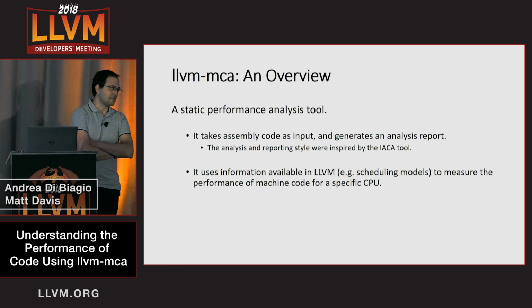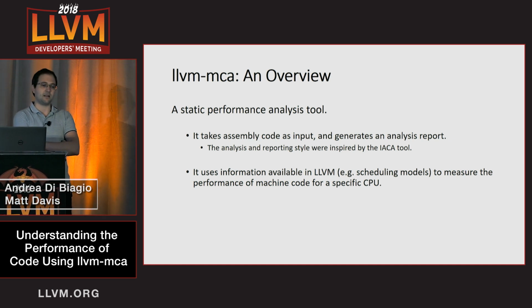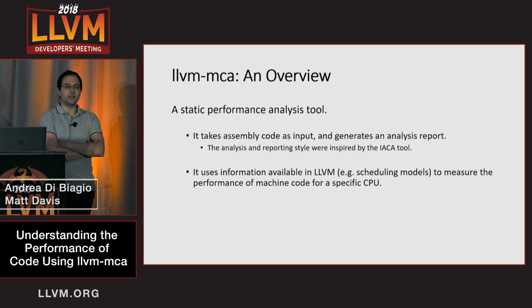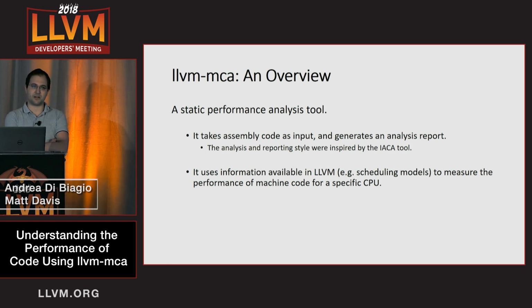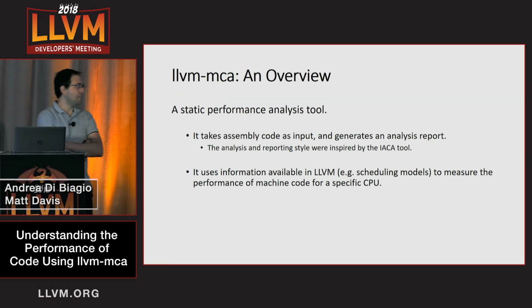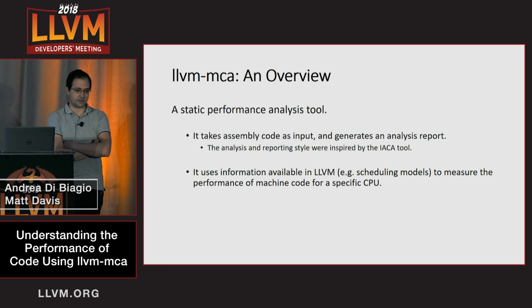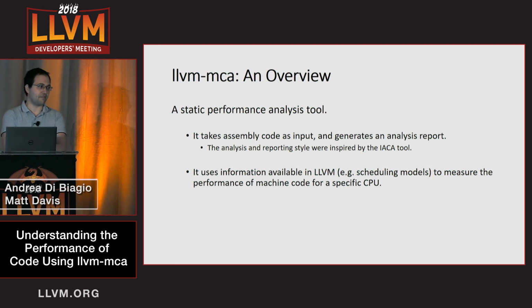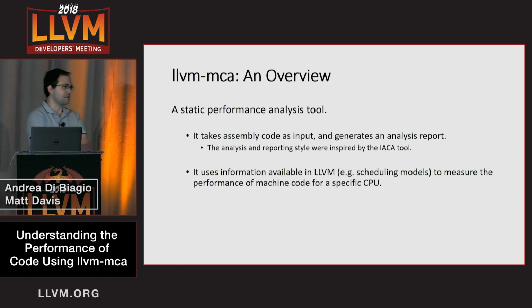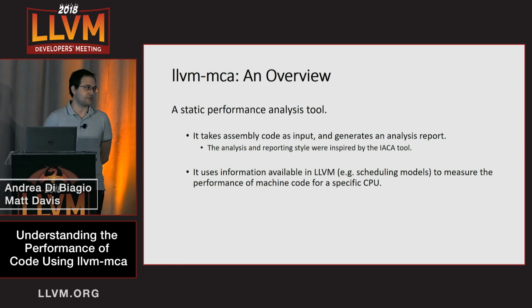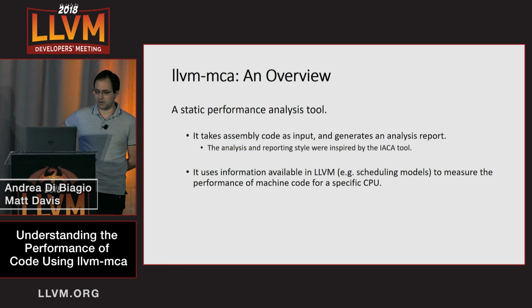Okay. So MCA stands for Machine Code Analyzer. It is a static performance analysis tool. It takes as input a block of assembly code, and the tool will run a simulation of this block of code for a number of iterations, and at the end of this simulation, which is for a specific target processor, it generates a performance report. And most of this performance report has been inspired by the report generated by another tool, the Intel Architecture Code Analyzer. So people who know about this other tool will find a lot of similarities. The major difference between LLVM-mca and tools like the Intel Code Analyzer or any other tool out there that does a similar job is that MCA only uses information directly available in LLVM in the form of machine scheduling models.